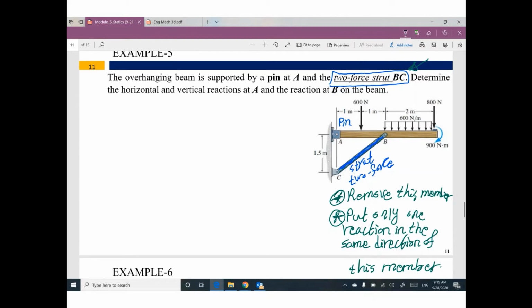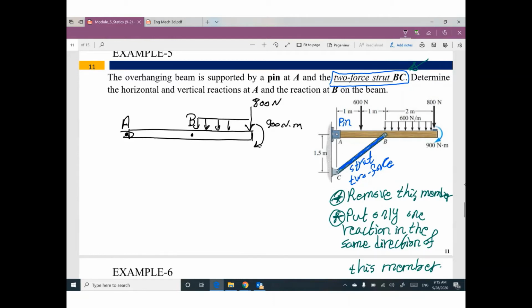That means your beam will look like this. Here is the hinge A. Here is point B. Here is concentrated load 800 Newton. Concentrated moment 900 Newton meter. And uniform distributed load, how much? 600 Newton per meter. And we have concentrated load here, how much? 600 Newton.